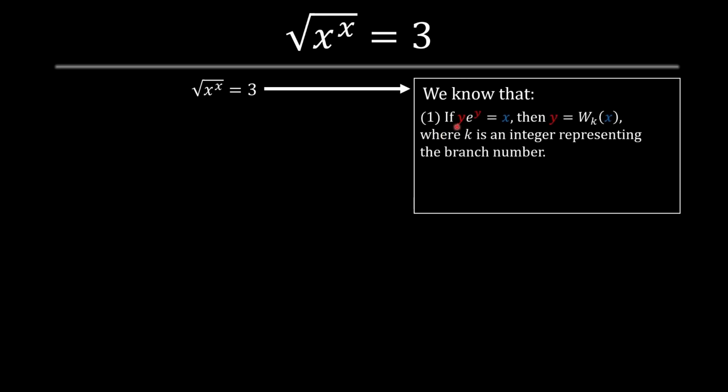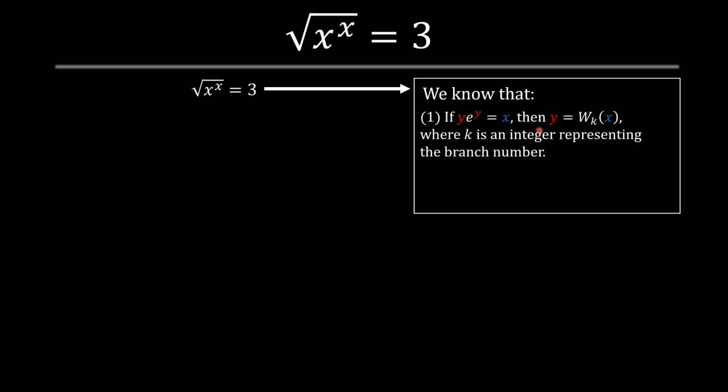W function states the following: we need to have some y at the bottom, and e raised to another y, where the y can be represented by anything. It could be x, it could be x squared, it could be anything. The most important thing is to get into this format: we need to have a y at the bottom and a y at the top.